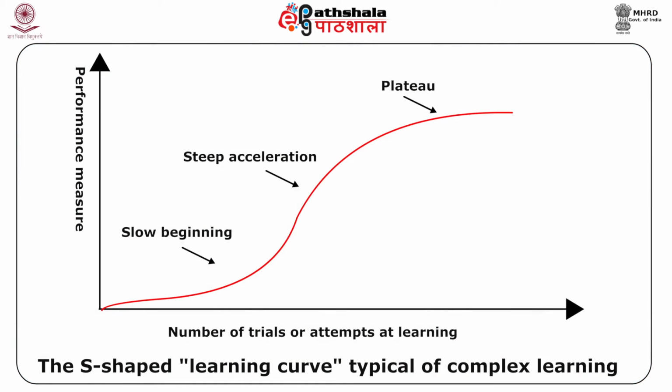Progress in skill learning commonly follows an S-shaped curve with some measure of skill on the y-axis and the number of trials on the x-axis. Progress is slow at first, and then a subject may experience a burst of learning that produces a rapid rise on the graph. As you can see, this is the S-shaped learning curve typical of complex learning.